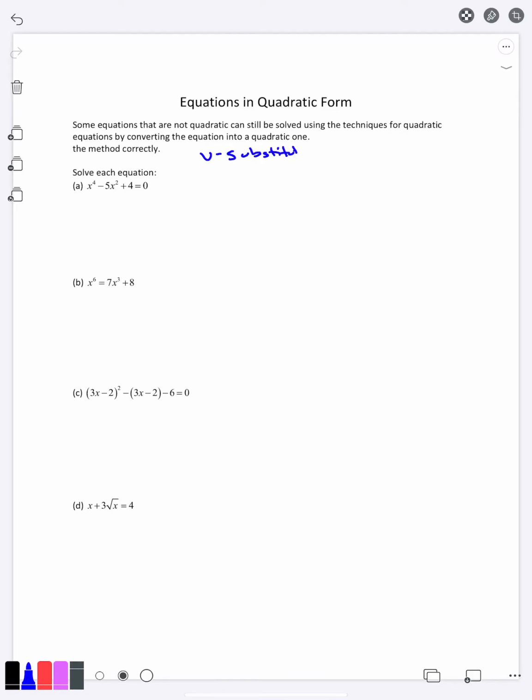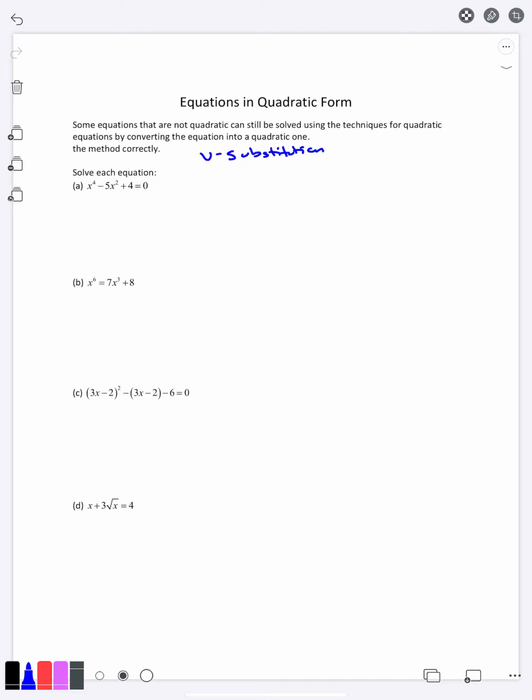Now, it does not have to be U, it's just the letter that we commonly use. You can put whatever letter you want to, but the idea is we're going to change our variable. Now, if we look at our first equation here, it's x to the fourth minus 5x squared plus 4 equal to 0. And that is not a quadratic because it has x to the fourth in it. It's a fourth degree equation. Quadratics are only degree 2.